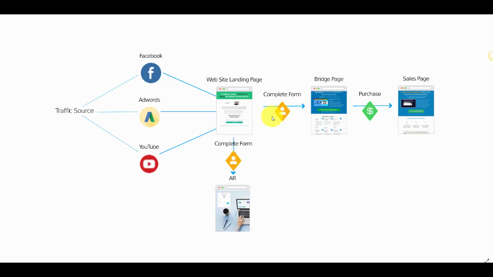So our visitor goes to the bridge page. On this bridge page we have more detailed information about the sales page, about the product that's for sale, what you're offering. So you're warming your visitor up by giving them more information. If they're interested, and they click through, great. A sale is made, you get your commission.